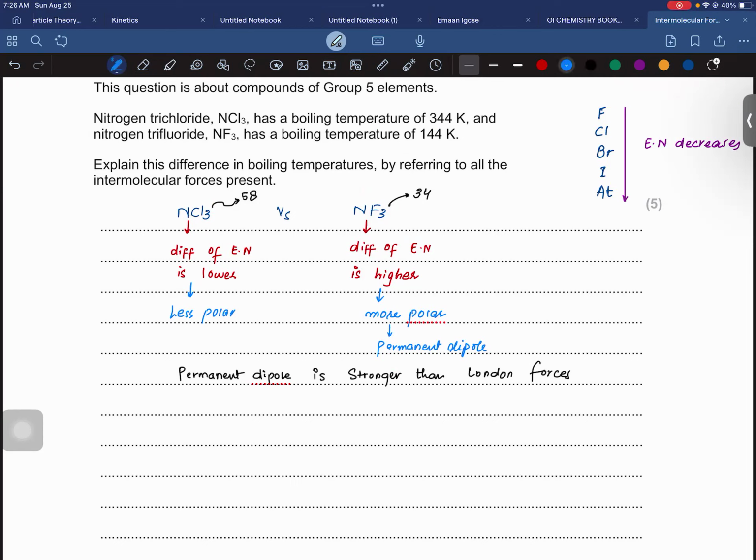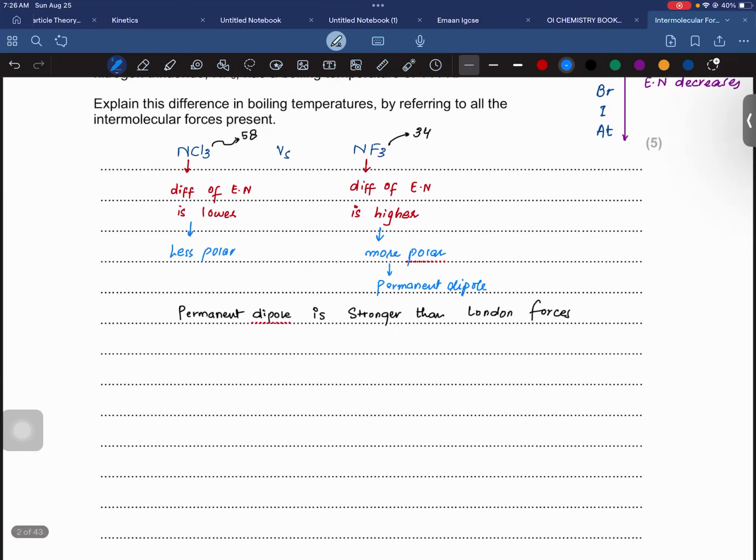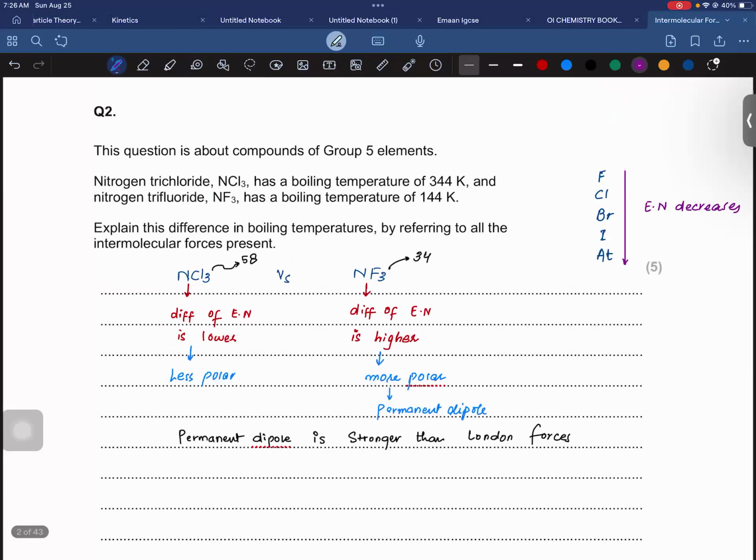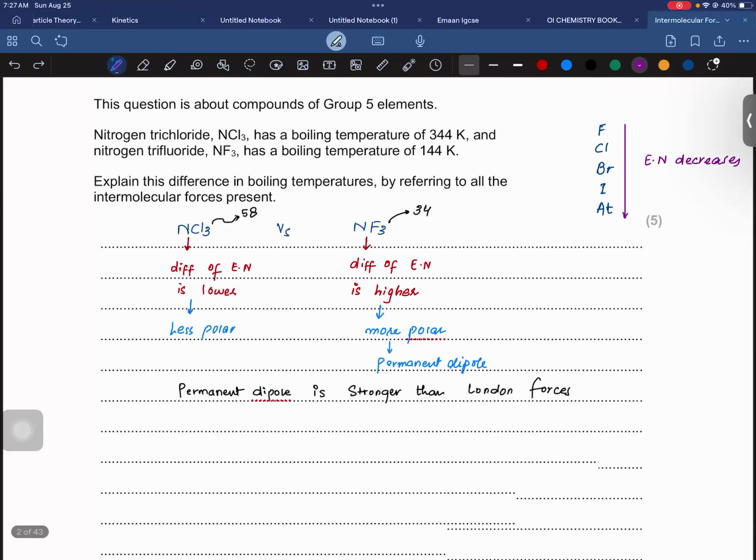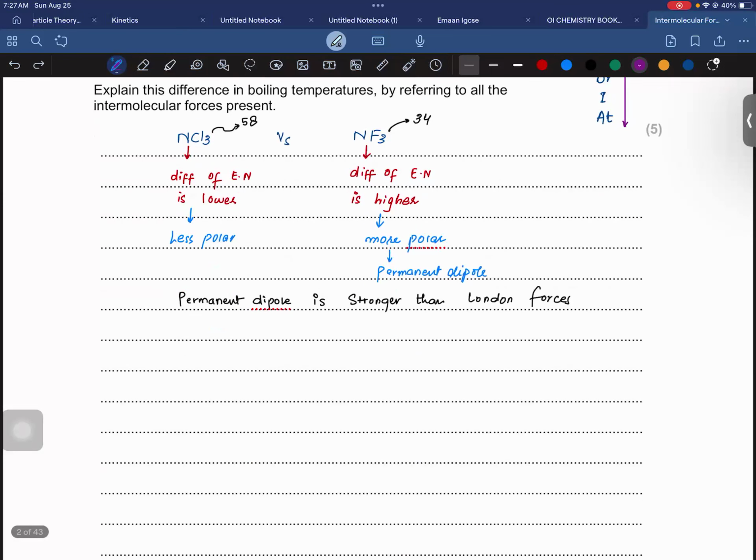Obviously the number of electrons is greater in NCl3 as compared to NF3. More electrons means more intermolecular force, and more intermolecular force means a higher boiling point. As they have mentioned, this is 344 Kelvin, which is greater than 144. So ultimately I can say that NCl3 has stronger intermolecular forces of attraction.